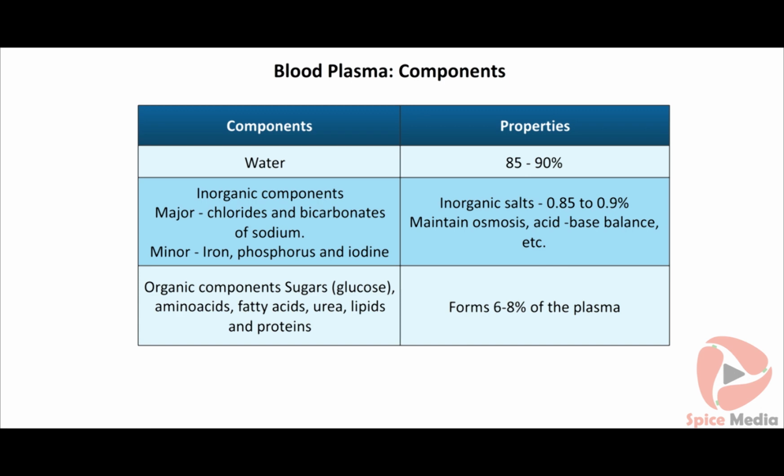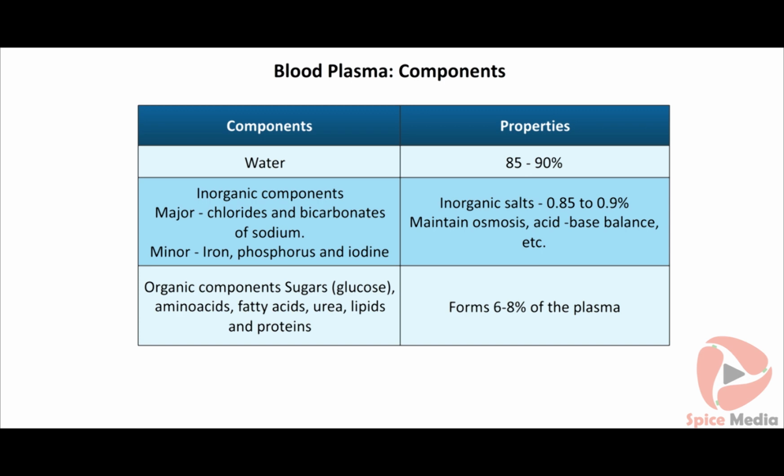Inorganic components: the total salt content in the blood plasma is about 0.85 to 0.9%. The chlorides and bicarbonates of sodium are the major inorganic salts present in the plasma. Apart from this, minute amounts of iron, phosphorus, and iodine are also present. These salts maintain osmosis, acid-base balance, and so on.